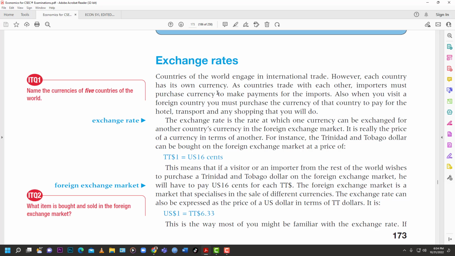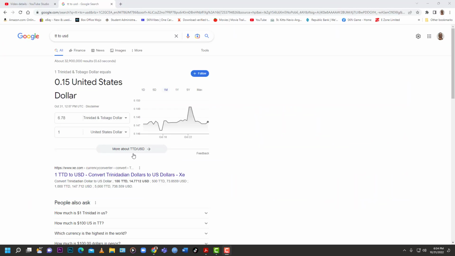I'm pretty sure by now it might have changed, it might have been altered up or down. And so a quick Google search will show us that today the exchange rate from 1 US dollar to a TT dollar is 6.78. So if you have 1 US dollar in Trinidad, that should equate to 6.78 TT dollars. So that's the exchange rate right there.